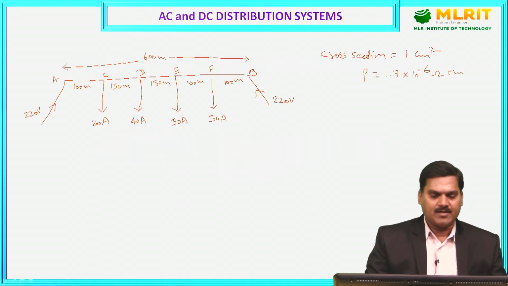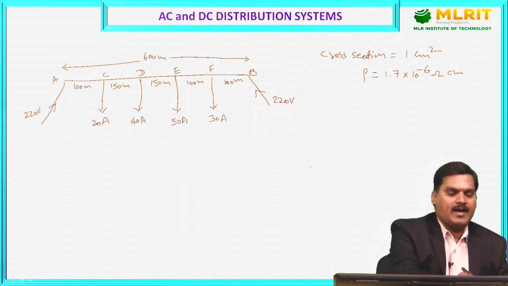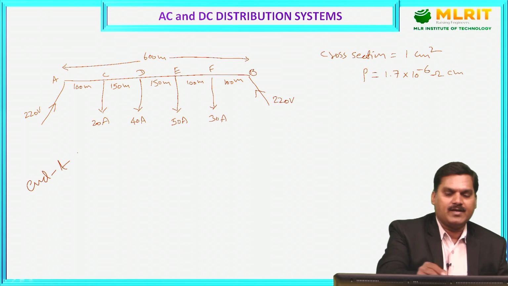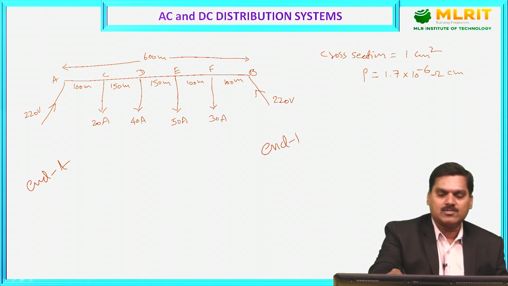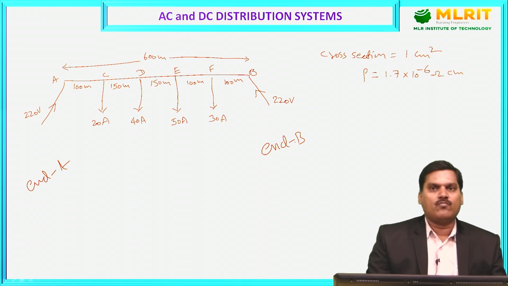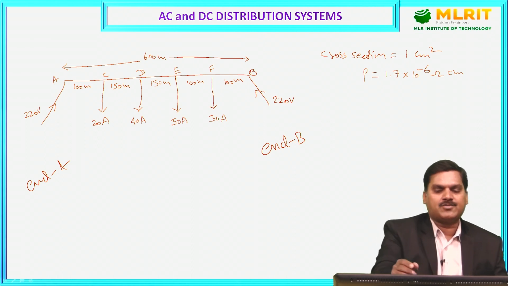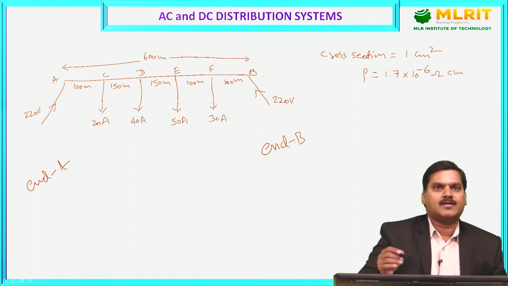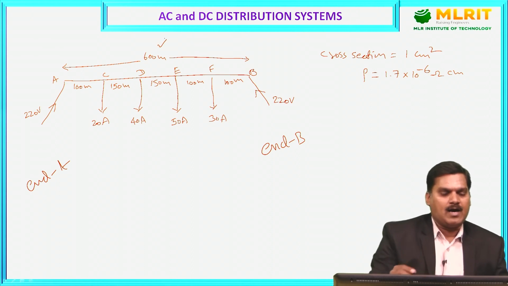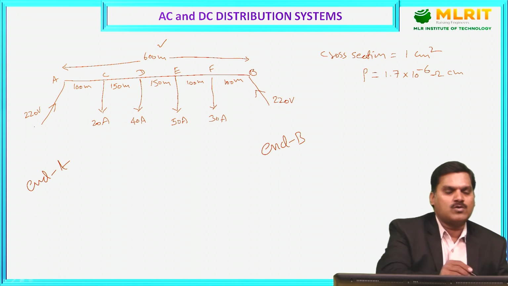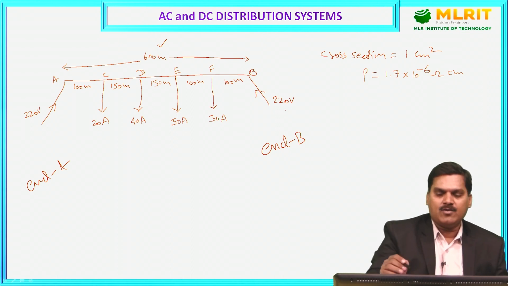So in today's session we will see a numerical problem with feeding at both ends, that is, end A is feeding and end B is also feeding some voltage. We will calculate where the minimum voltage occurs in the DC distributor. The problem is given like this: an AB distributor of 600 meters, with 220 volts feeding at end A and 220 volts feeding at end B.